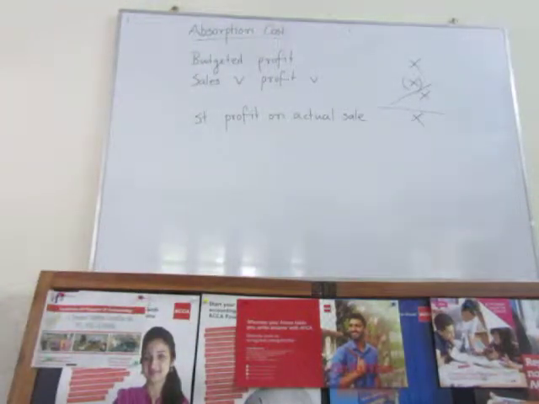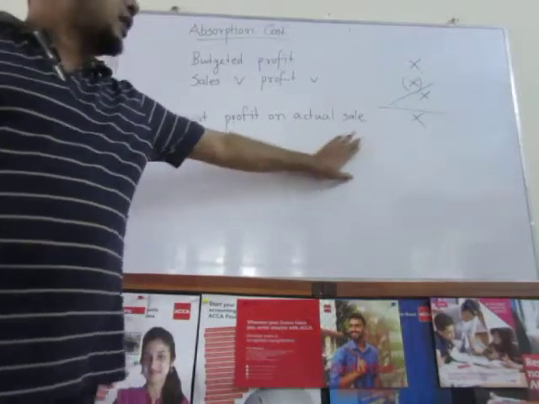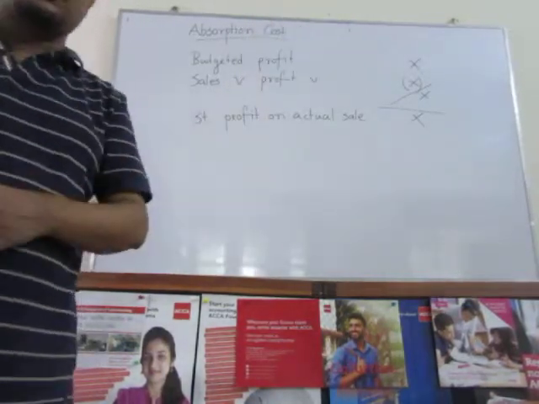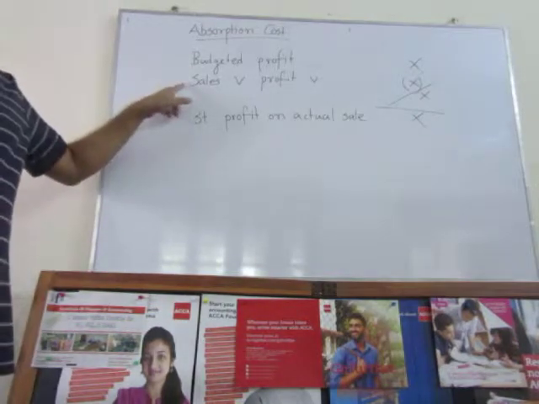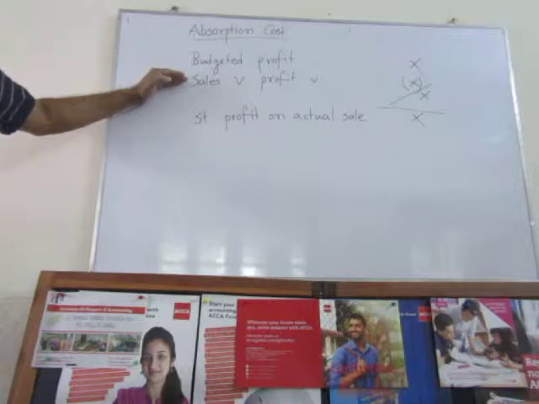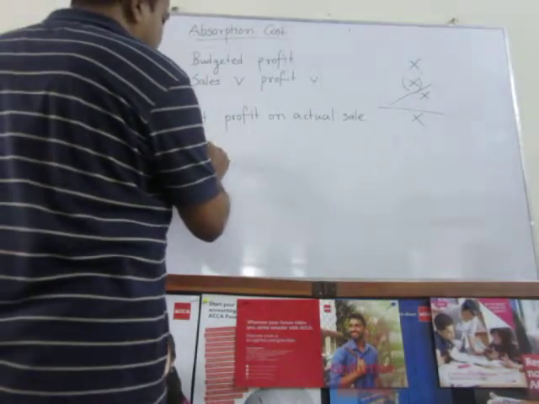Standard profit on actual sale. এখন খেয়াল করো, after this we have discussed several kinds of variance. Sales এর মধ্যে there are sales price and sales volume. Sales volume is there, চলে আসছে, বাকি আছে কোনটা? Sales price.